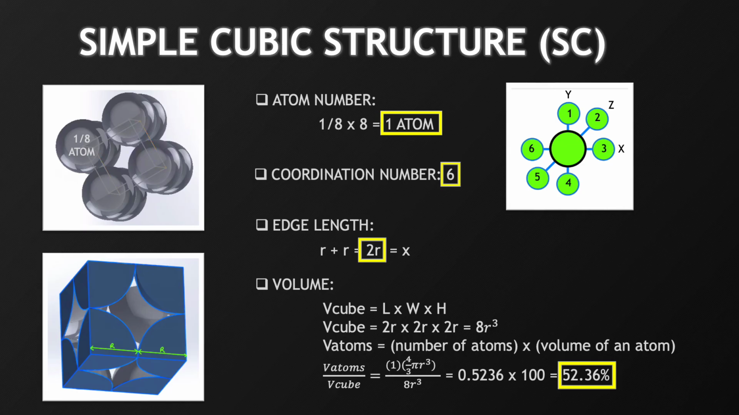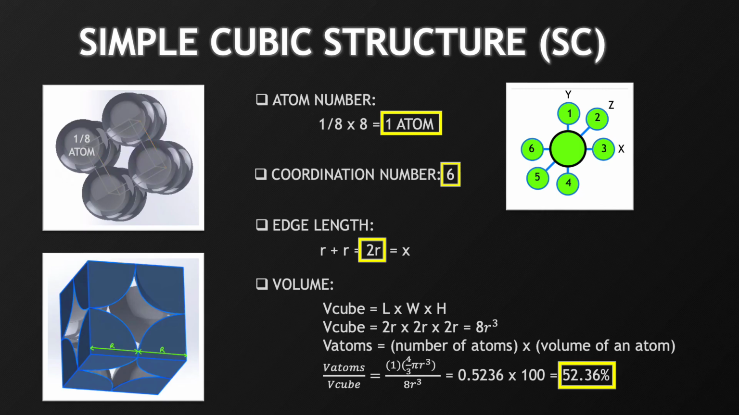The edge length is 2r, and it's represented by the bottom left picture, with r being the radius of an atom. The volume is calculated by the ratio from the volume of the atoms and the volume of the cube. To find the volume of the unit cell, first we find the volume of the cube, which is length times width times height. Since the length of one side of the square is 2r, the cube's volume is (2r) cubed, which is 8r cubed.